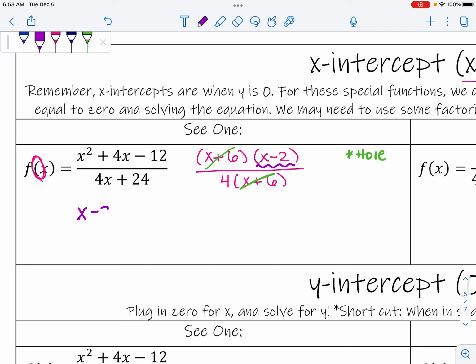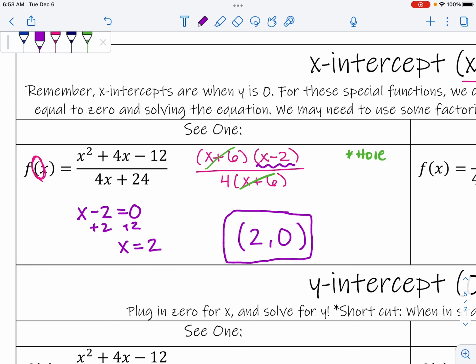So I'll take x - 2, set it equal to 0. Solving for x, I get x = 2, but I have to write it as an ordered pair. If you remember back to vertical asymptotes, we write vertical asymptotes as x equals a number. That would signify a vertical line. That's not what we have. We have an x-intercept, so we have to write it as such. This is the point (2, 0). That is the x-intercept.